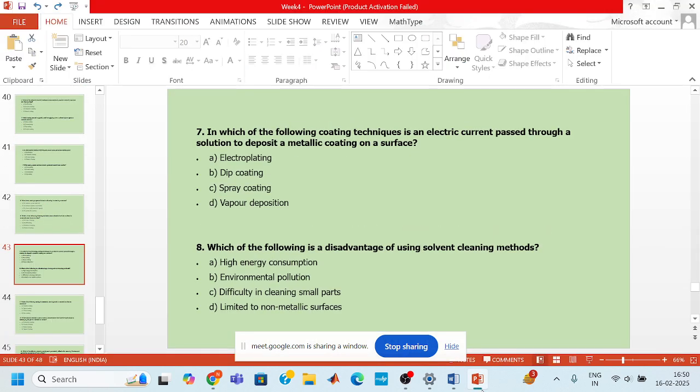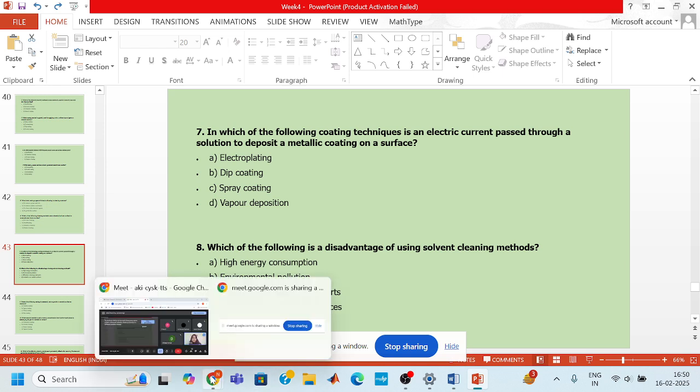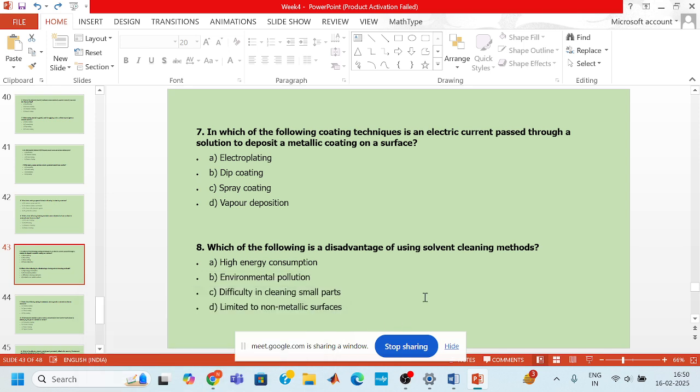Now the seventh question is in which of the following coating techniques is an electric current passed through a solution to deposit a metallic coating on a surface? Options are electroplating, dip coating, spray coating, and vapor deposition. Electroplating. Anyone? Okay, so electroplating, in which electric current is passed through a solution and deposits a metal coating on a surface.